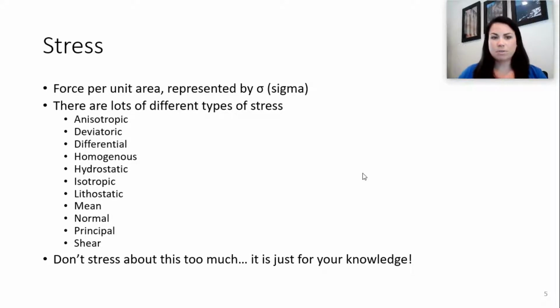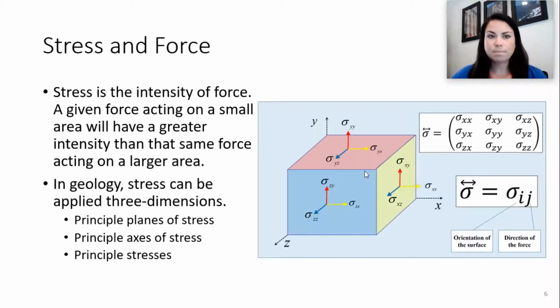There are lots of different types of stresses. We have anisotropic, differential, homogeneous, hydrostatic, lithostatic, normal stress, principal, and shear stress. Don't stress too much about this, because this is just for your basic knowledge that we have all these different types of stresses. How these stresses are formed in the subsurface is how we describe them, and we can calculate stress. Sigma is definitely used in some higher level math, especially when we start talking about how things change within the subsurface.